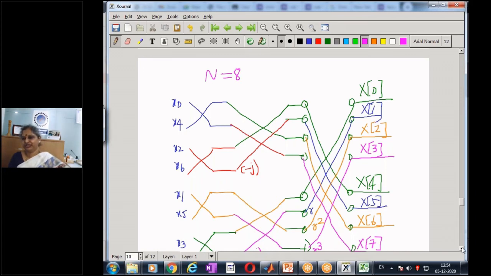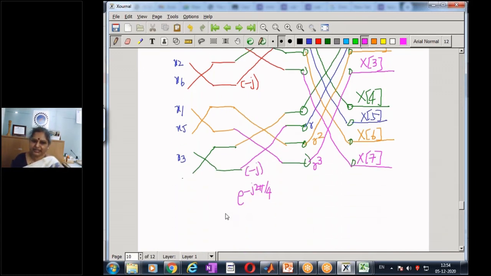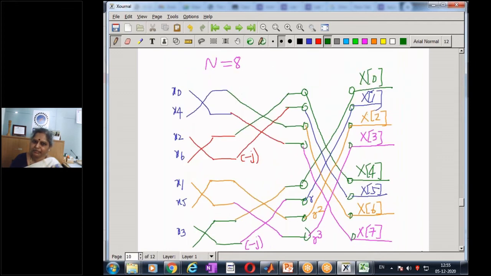And then how many stages do we have now? How do we recognize n now? In this case, n equal to 8. 8 is nothing but 2 to the power of 3. And hence, we have 3 stages in our representation of computing. In the first stage we have all 2-point DFTs. In the second stage we have 2 4-point DFTs, and in the third stage we combine these 2 4-point DFTs into a single one.